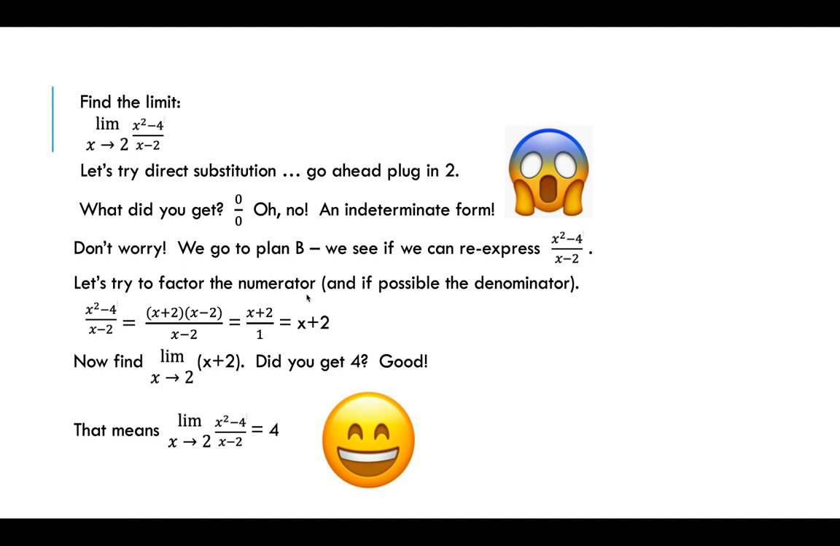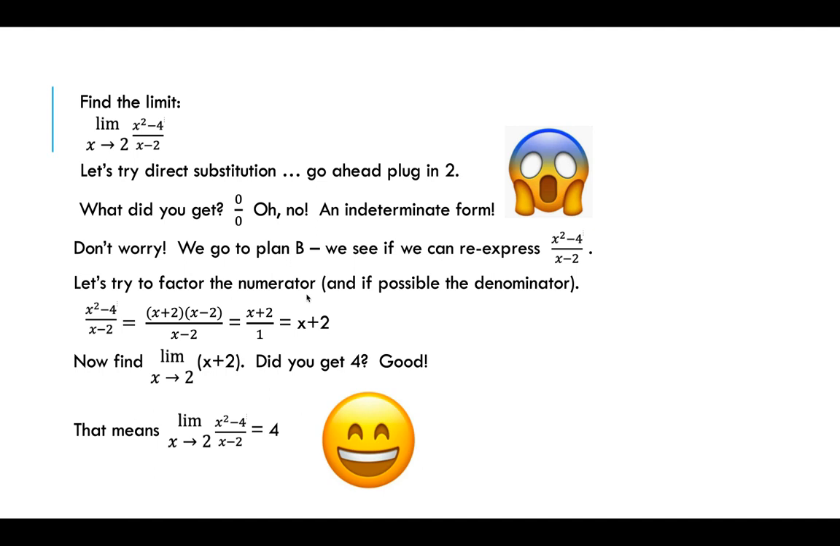functions using algebra. Okay, so we want to know the limit as x goes to 2 of x squared minus 4 divided by x minus 2. All right, so let's try direct substitution. We can go ahead and plug in 2. If we do that, though, we're going to get 4 minus 4 is 0 on top, and 2 minus 2 is 0 on bottom, and oh no, that gives us an indeterminate form. So, okay, we're just going to go to plan B.